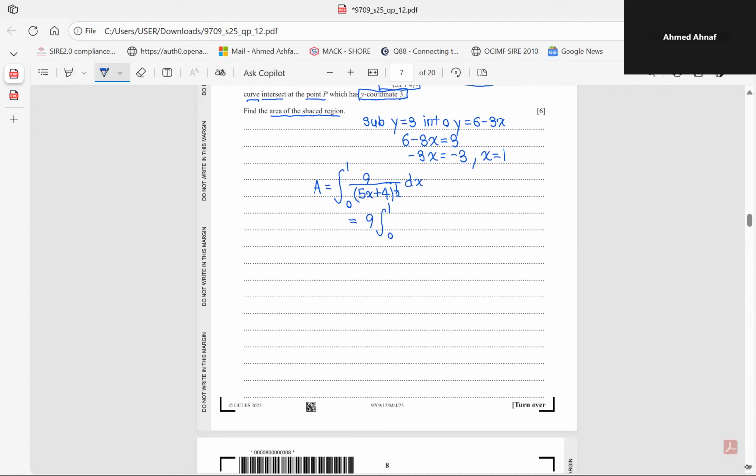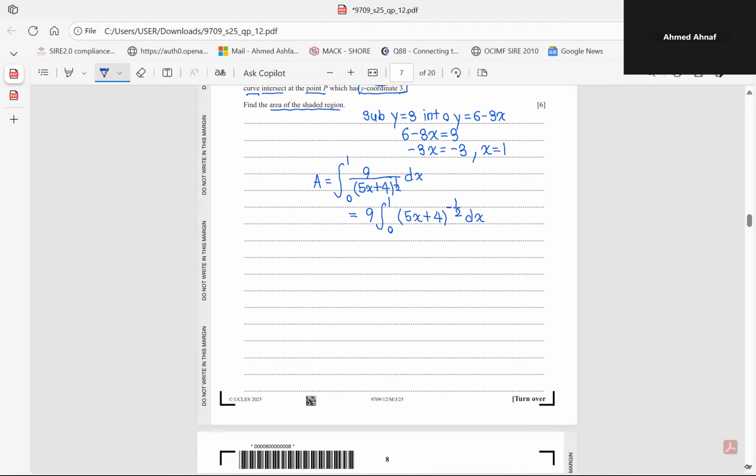So now we have 1 over (5x plus 4) to the power of half. In order to make this easier, we're going to change the power from half to minus half. So this would just be bracket 5x plus 4 to the power of negative half dx. Okay, so now let's integrate this function.